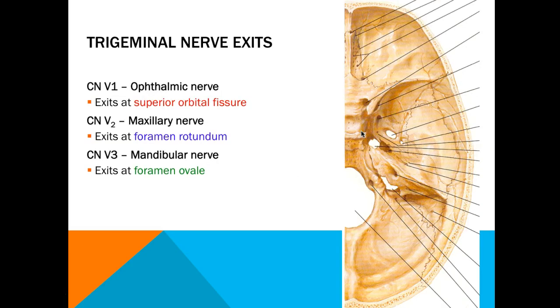V1 is going to be your ophthalmic nerve, and that exits at the superior orbital fissure, like we mentioned earlier. V2 is your maxillary nerve and will exit at the foramen rotundum. It's just a round hole, like the name says. And cranial nerve V3, which is your mandibular nerve, exits via the foramen ovale. So, the hole that looks like an oval.